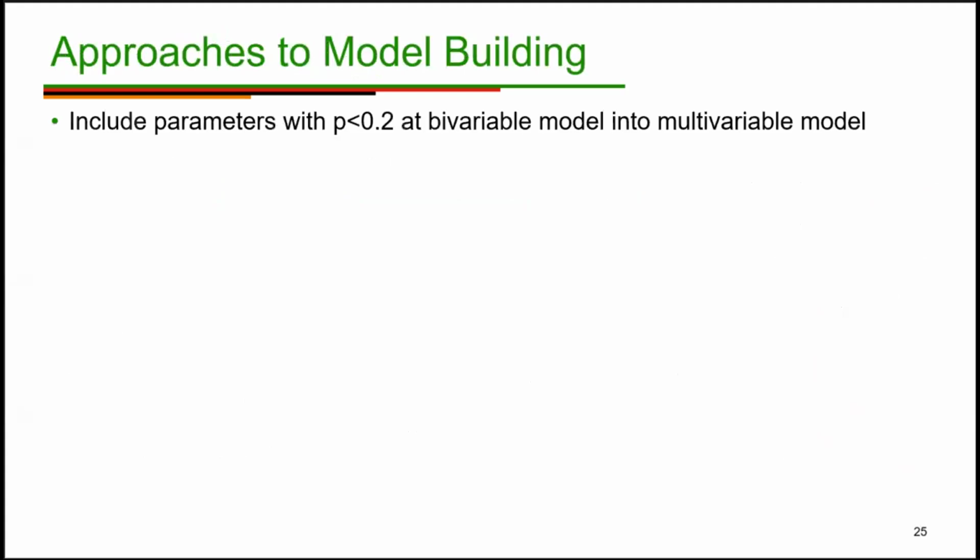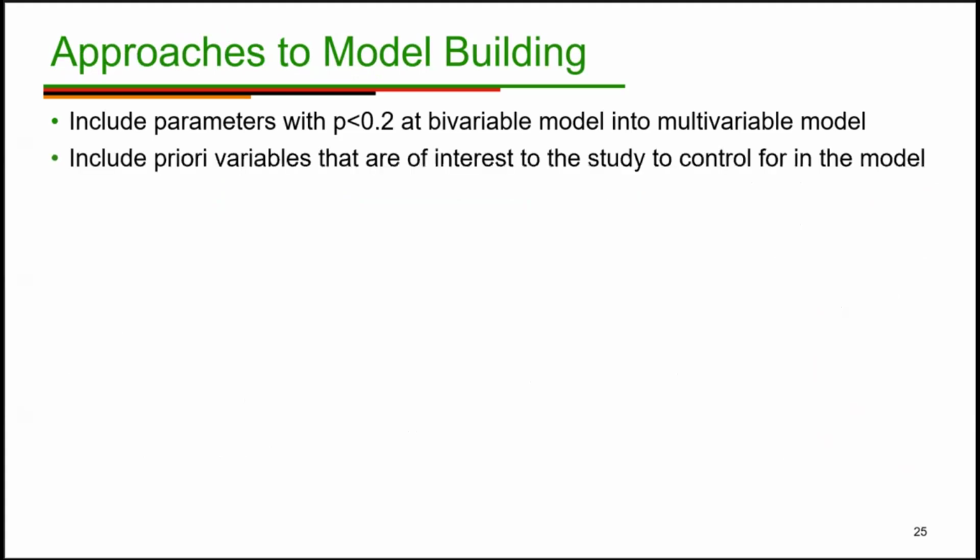So to wrap it all up, when we're trying to move from a bivariable model to a multivariable model, the approach that we'd use is, one, include all parameters that have a p-value less than 0.2 in your multivariable model. Two, include priority variables that are of interest to the study, that either the literature has said are significant variables, or variables that are of theoretical relevance.